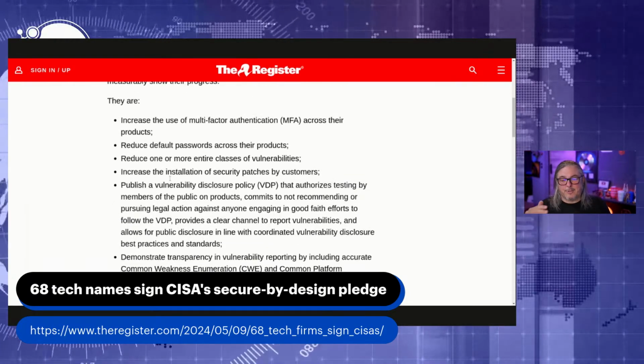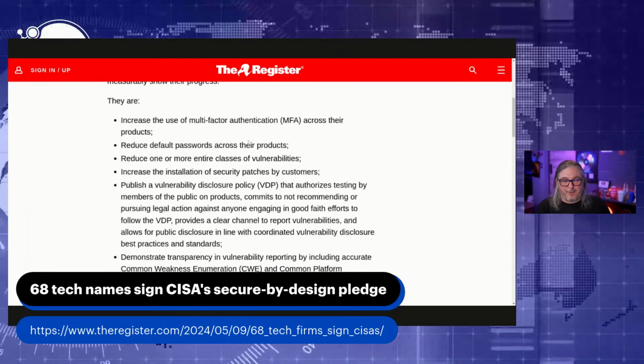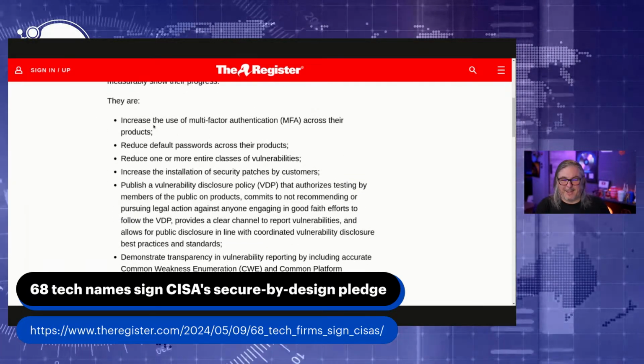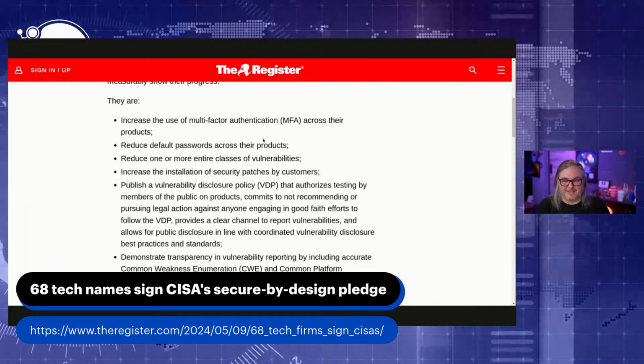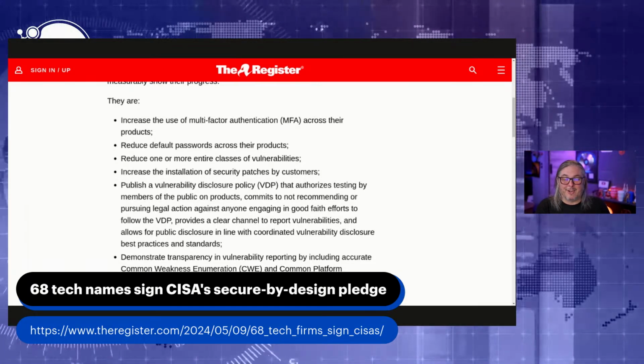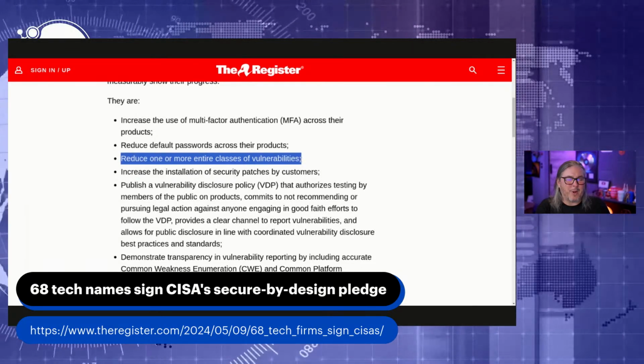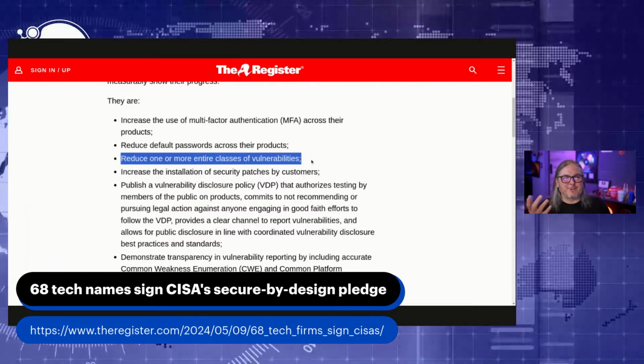I mean, there are some pledged things in here. Reduce default password use across their products. Increase the use of multi-factor authentication across their products. Reduce one or more entire classes of vulnerabilities. This one's a weird one to me. How do you measure that metric?